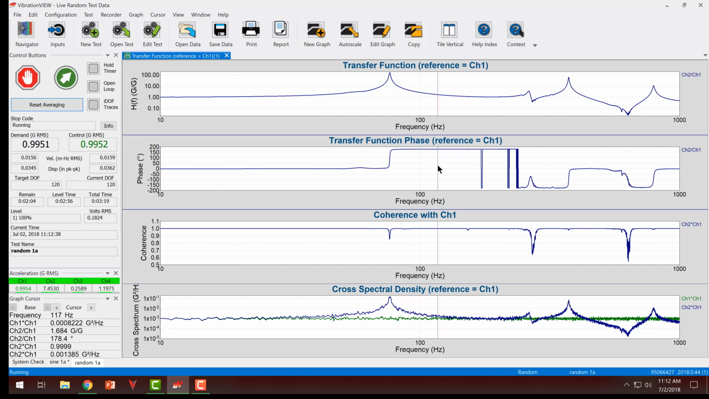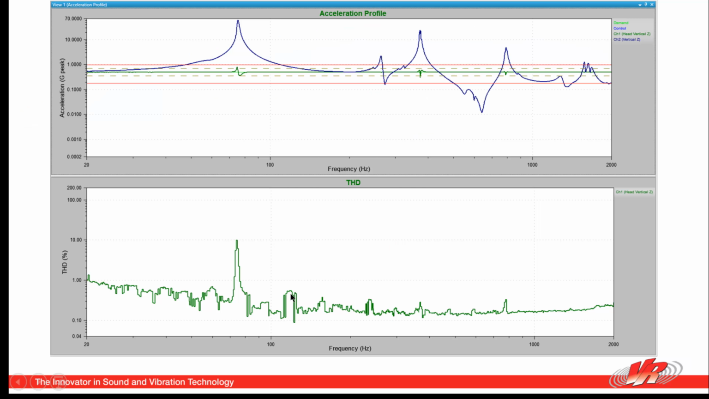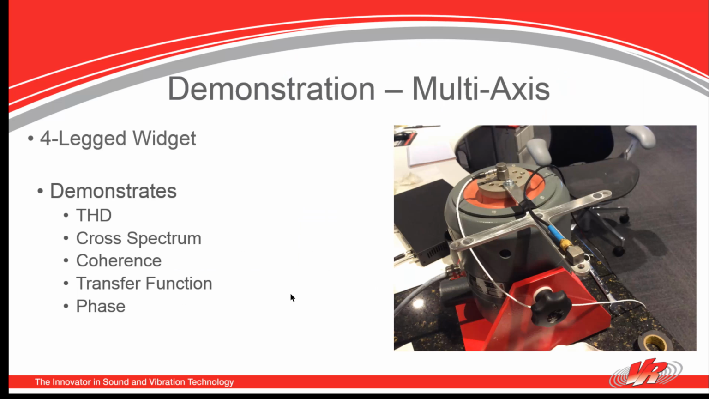So there's the software being used. Stop that test a moment. We'll go back to our presentation. Using that same setup, we could make a comparison in the multi-axis world, where we're going to compare THD, cross-spectrum plots, coherence, transfer function, and phase.